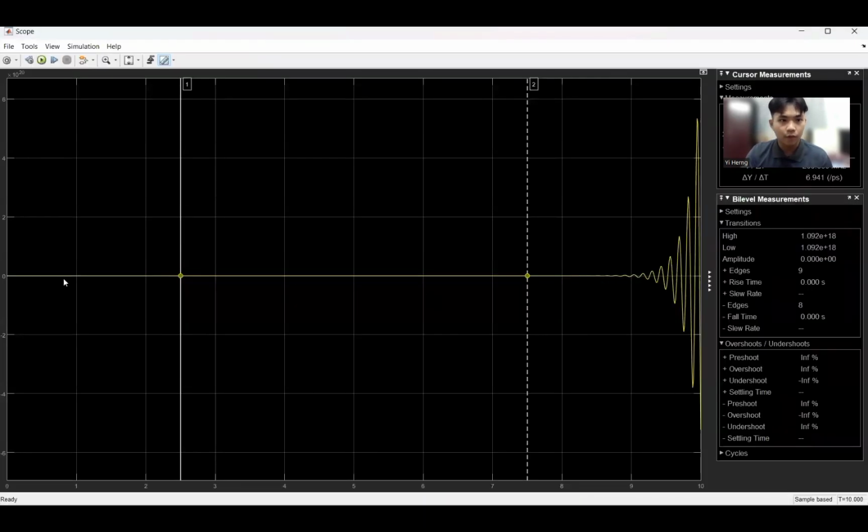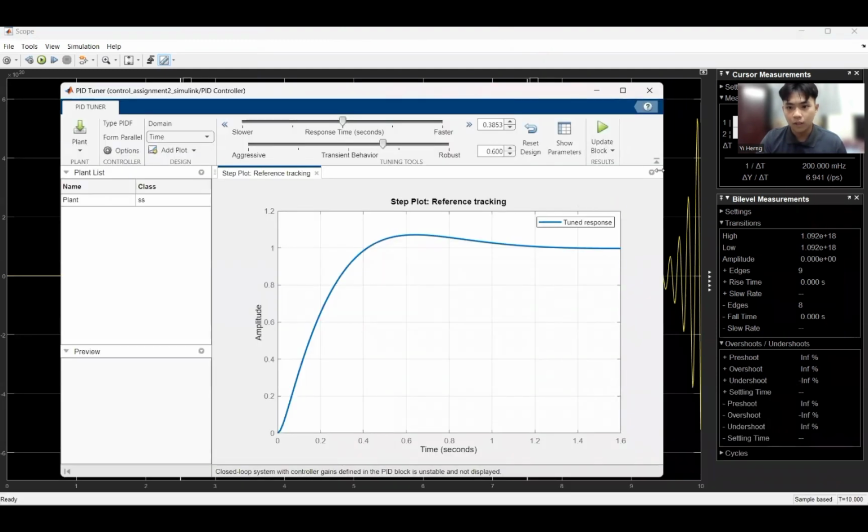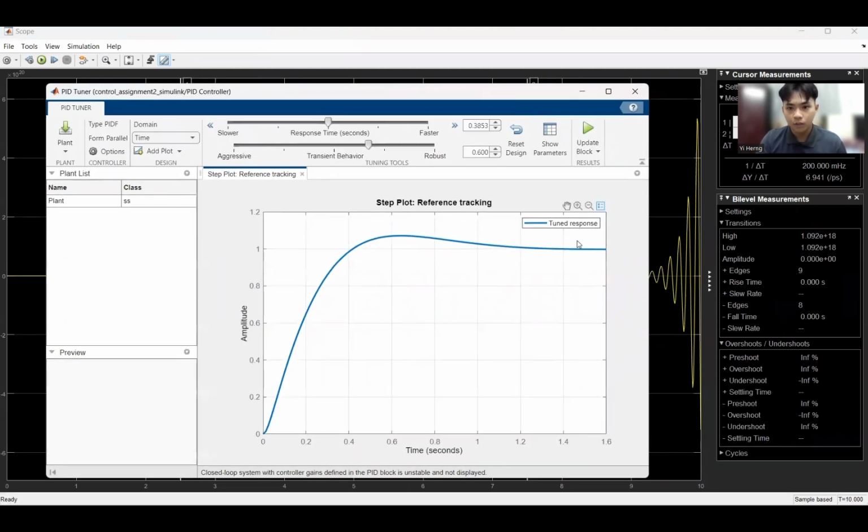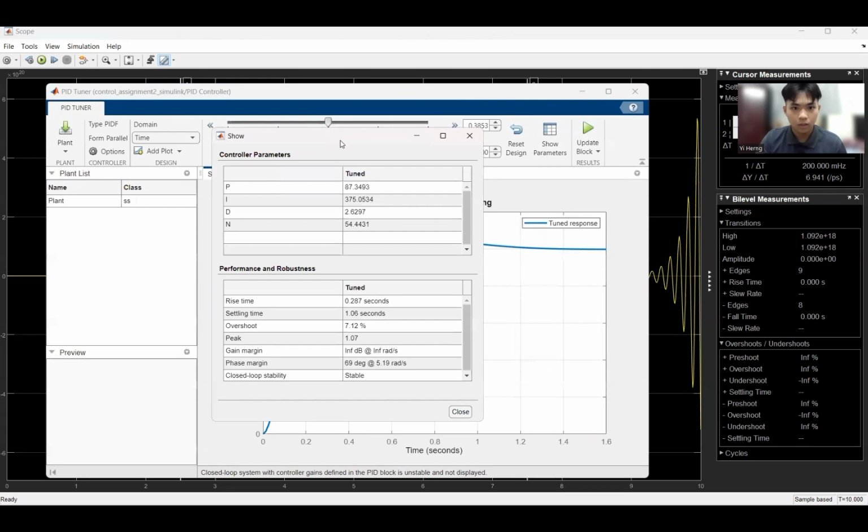And it shows the scope of the PID controller just now. So this is a very unstable graph, and from the unstable graph it becomes the tuned graph. To compare the parameters, click here.